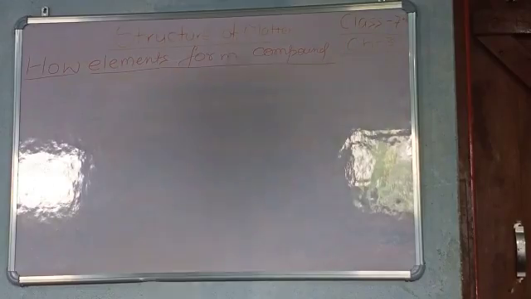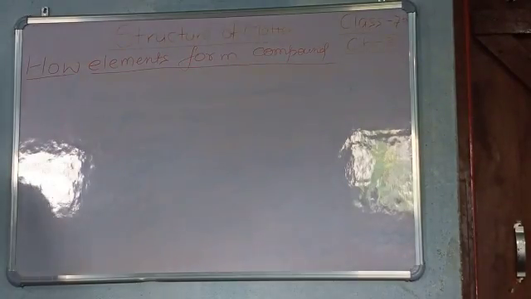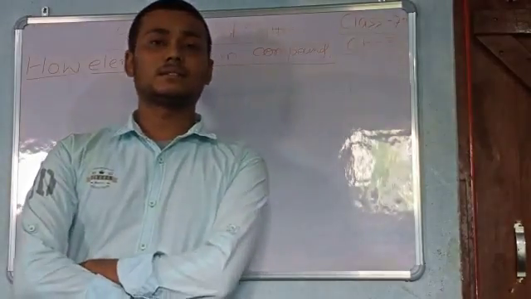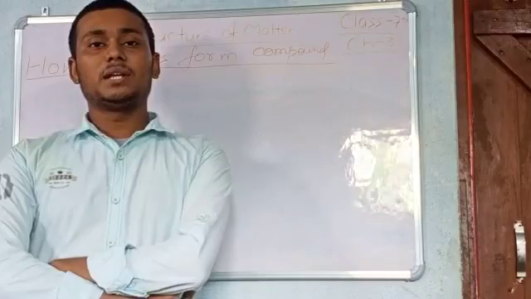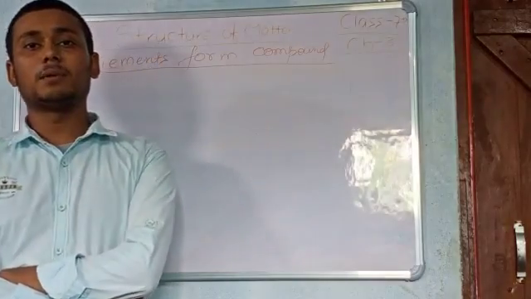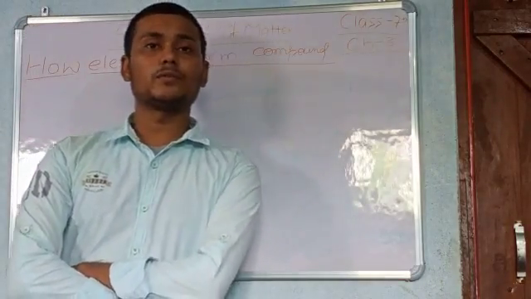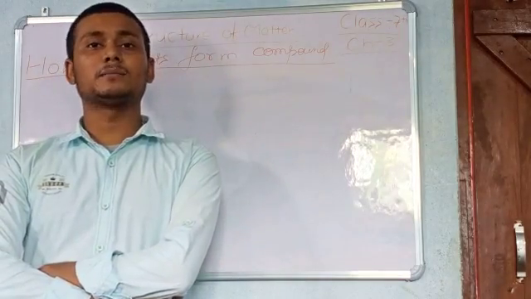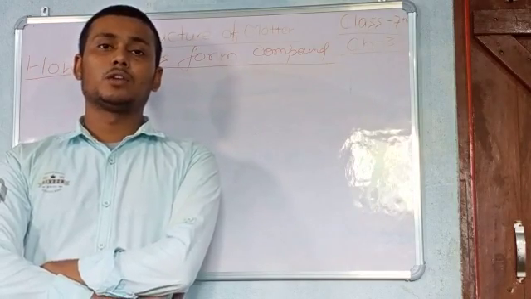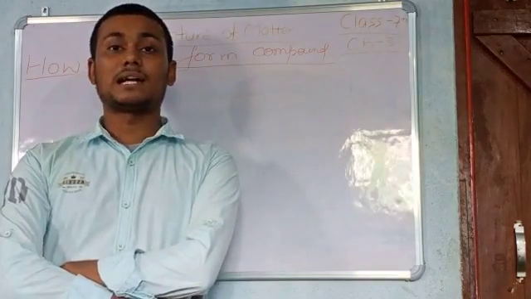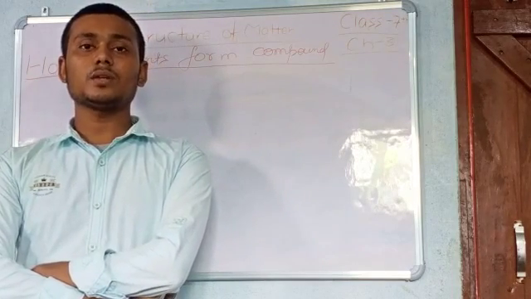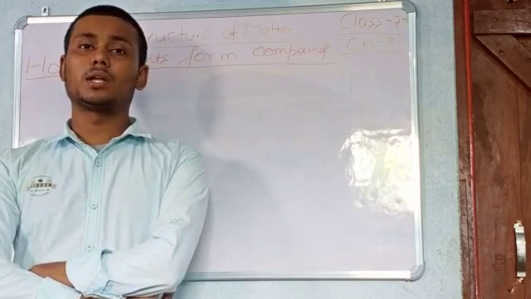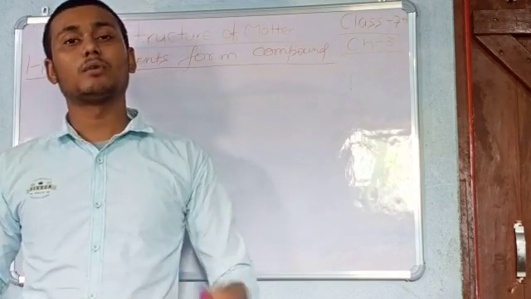See, we know that in the English alphabet there are 26 letters. Combining these 26 letters, we are able to make a word. So a group of letters makes words. Similarly, a group of atoms makes a molecule. Before we understand how atoms combine or form compounds, we have to know about atoms and molecules. Let us see what is an atom and what is a molecule.